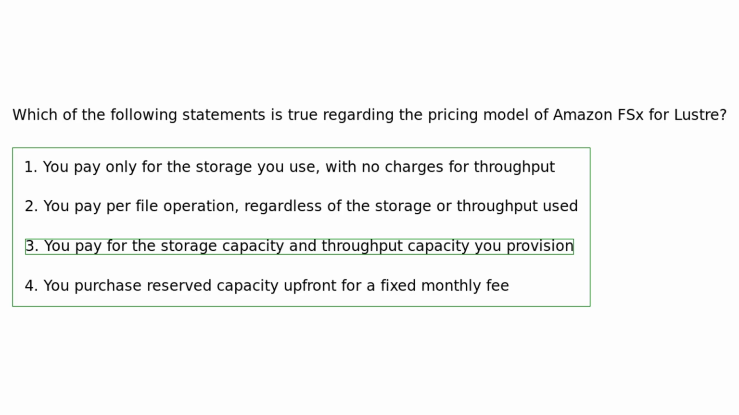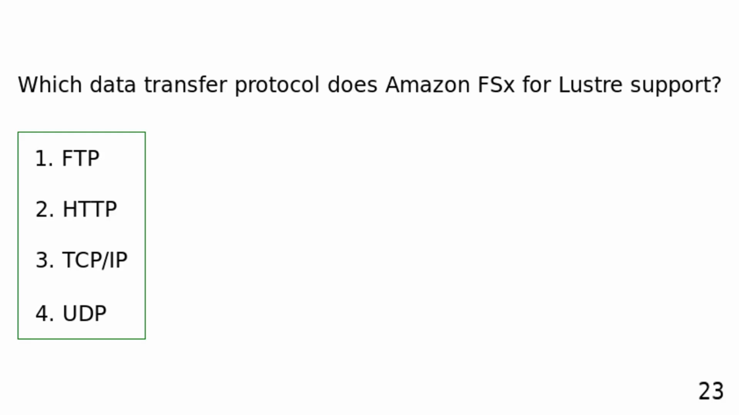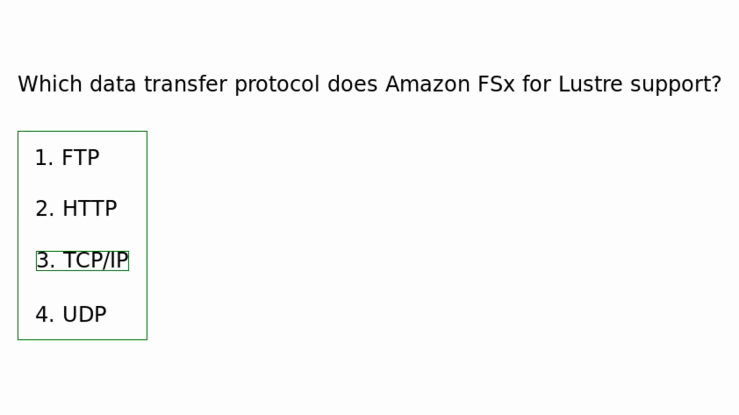The pricing model for FSx for Lustre is based on the storage capacity and throughput capacity you provision, allowing you to align costs with your workload requirements. Which data transfer protocol does Amazon FSx for Lustre support? FTP, HTTP, TCP, IP, UDP. Amazon FSx for Lustre supports data transfer using the TCP/IP protocol.